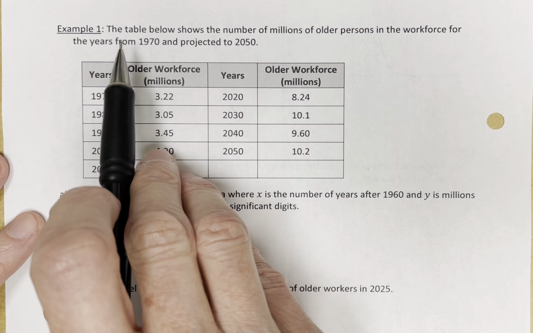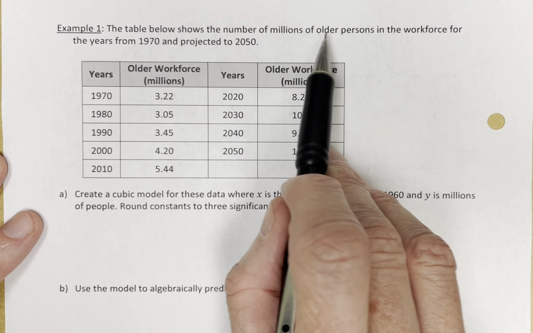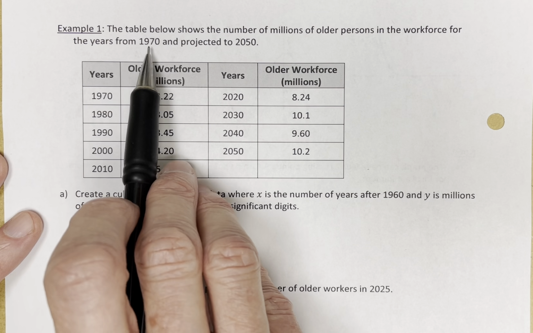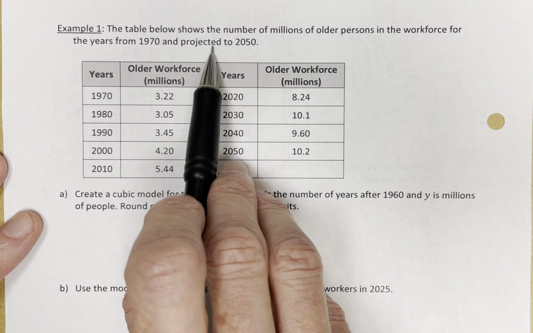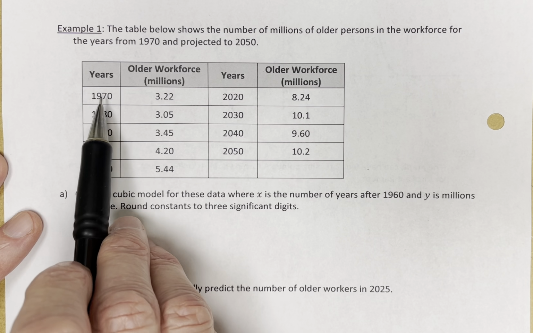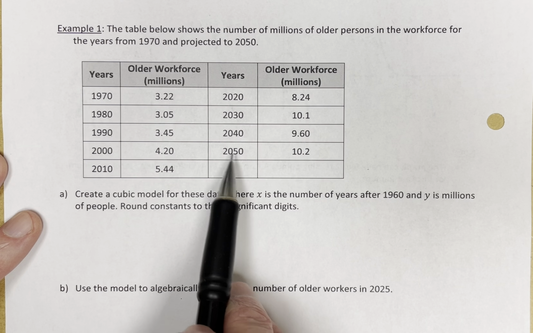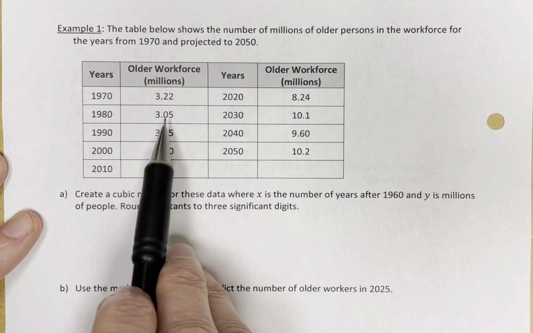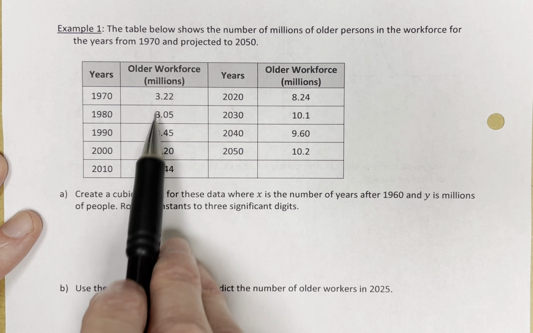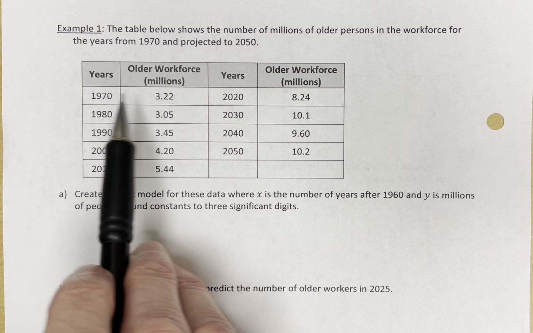Okay, example 1. The table below shows the number of millions of older persons in the workforce for the years from 1970 and projected to 2050. And so we have 1970, 80, 90, etc., up to 2050. And we have the population in millions, 3.22 million, 3.05 million, etc., for each of those 10-year increments.